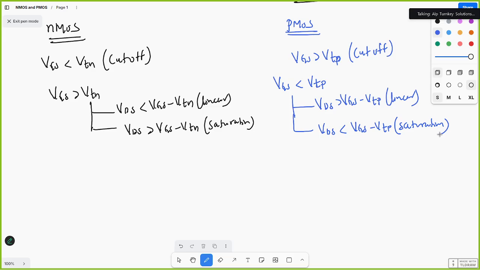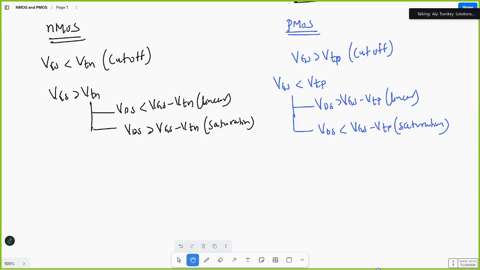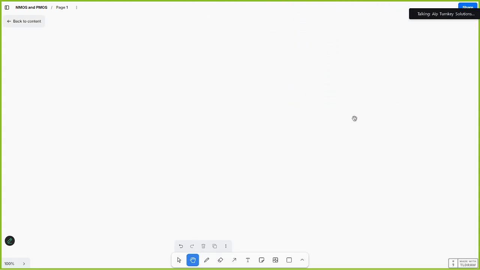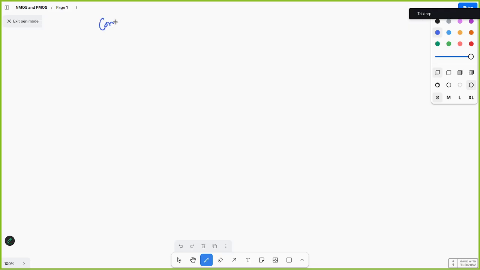And next, if you see the comparison of NMOS and PMOS, what is the comparison? That we will see. Why I am telling this again is that we are going to use these in the CMOS inverter concept. That's why you need to know about NMOS and PMOS, and that's why I am revising these concepts.